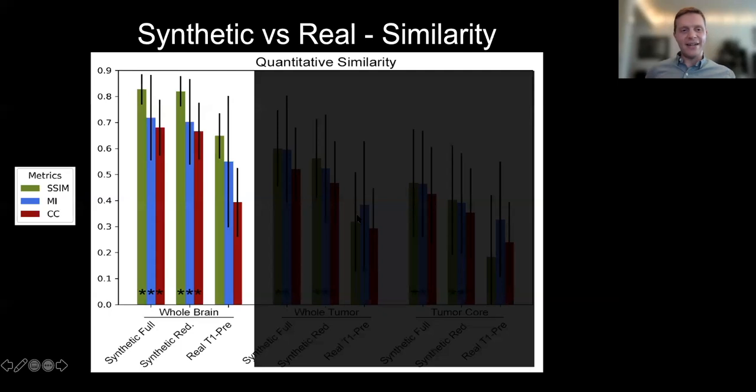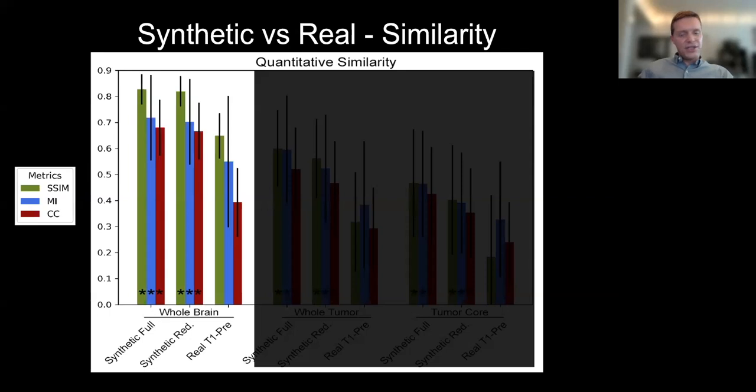So that being said, here are our results for our similarity metrics of our synthetic data. I think this figure is a little bit complicated, but I'm going to start by focusing on this portion of the chart, which is looking at these metrics across the whole brain. All of these metrics are comparing to the real post-contrast image. And you'll notice we have the real T1 pre-contrast as one of the columns, and that serves as our baseline.